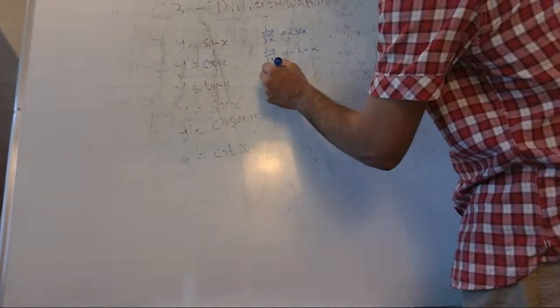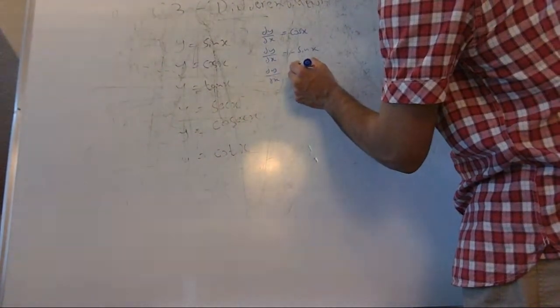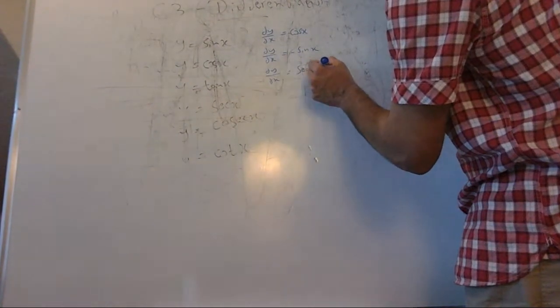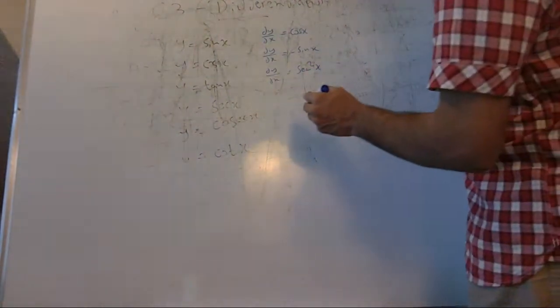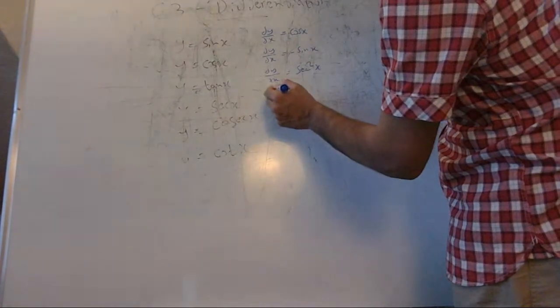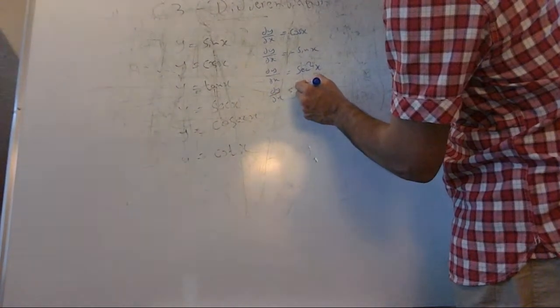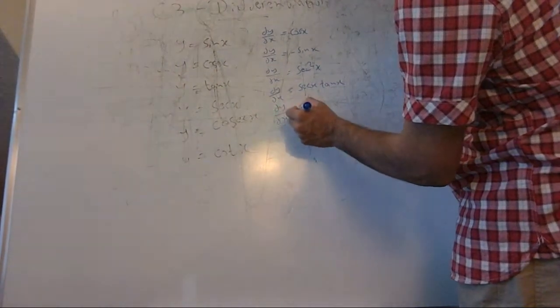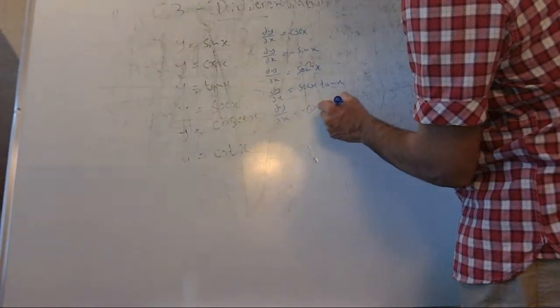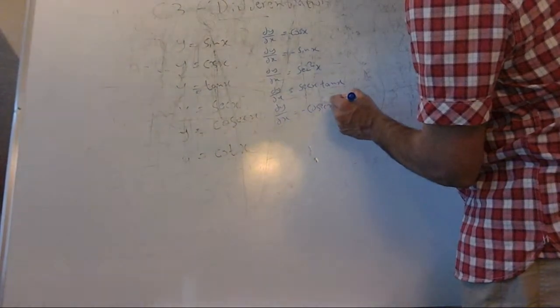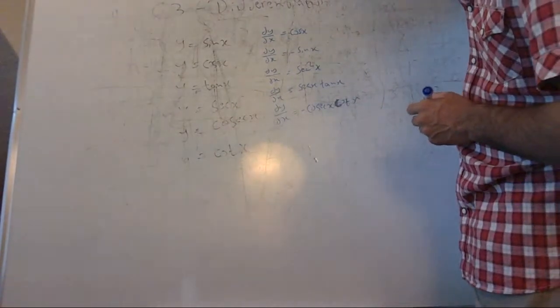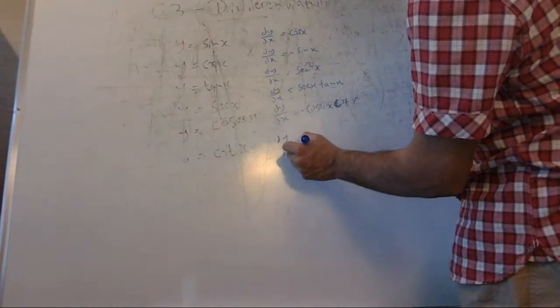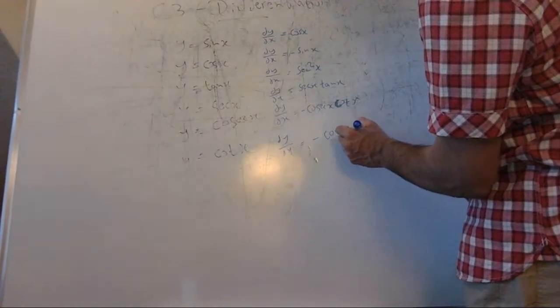The derivative of tan x is sec squared x. And the derivative of cosec x, well, the derivative of sec x first of all, that would be sec x tan x. The derivative of cosec x is minus cosec x cot x. Okay, so that's minus cosec x cot x. And the derivative of cot x finally is minus cosec squared x.